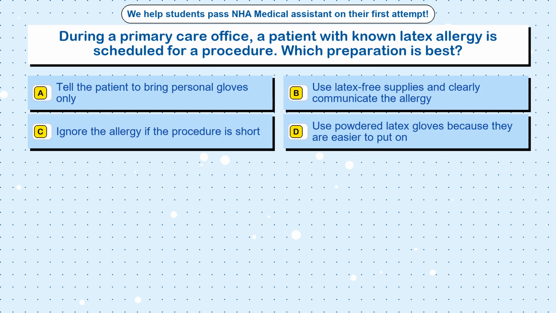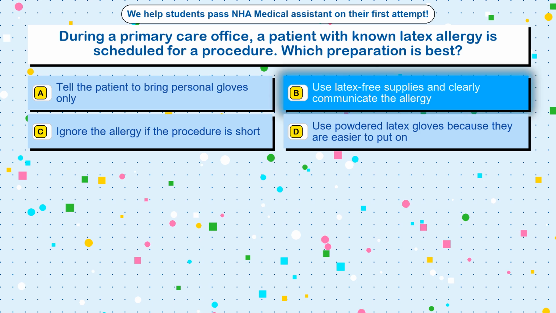Question 50. During a primary care office, a patient with known latex allergy is scheduled for a procedure. Which preparation is best? Option A, tell the patient to bring personal gloves only. Option B, use latex-free supplies and clearly communicate the allergy. Option C, ignore the allergy if the procedure is short. Option D, use powdered latex gloves because they are easier to put on. The correct answer is option B, use latex-free supplies and clearly communicate the allergy.